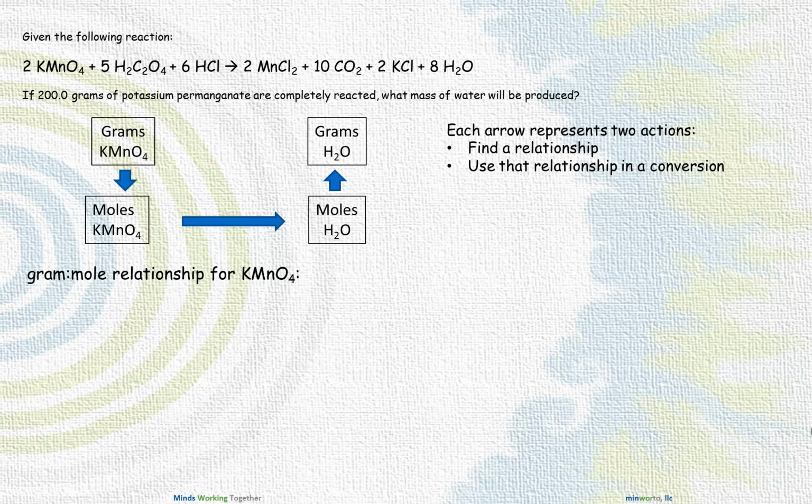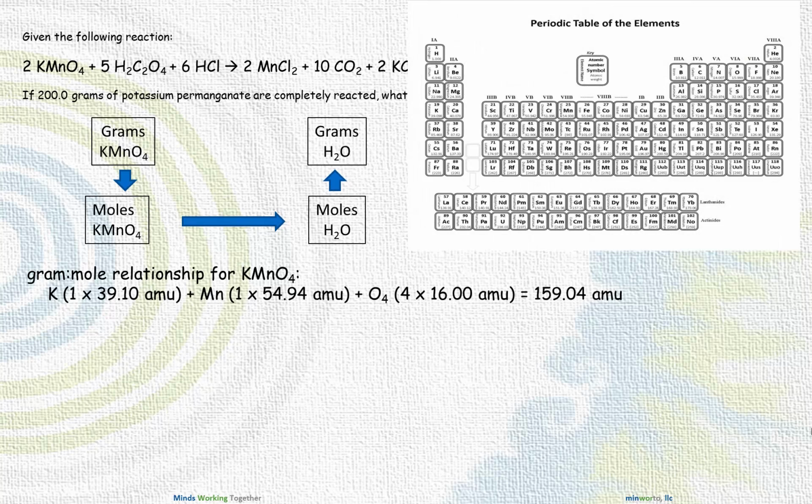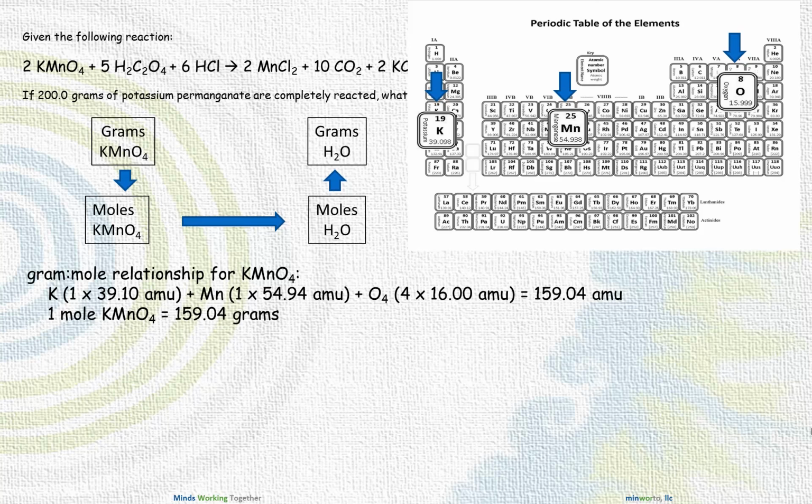First, we need to find a gram to mole relationship for potassium permanganate. So pulling out the periodic table, we find the mass of one molecule of potassium permanganate. Looking up again the masses of each element contained in that compound. That's a total of 159.04 atomic mass units. And we now know that that means 1 mole of potassium permanganate weighs 159.04 grams. Now we can use that relationship in a conversion.